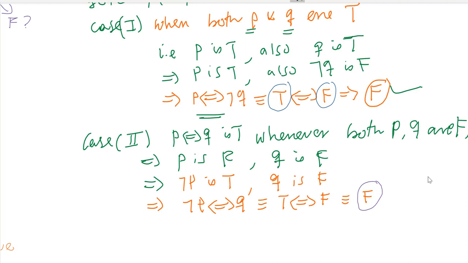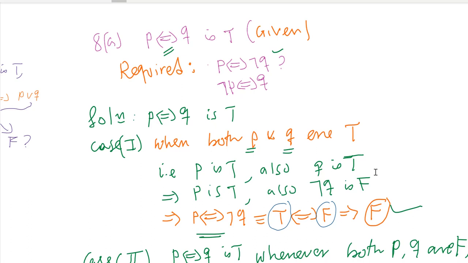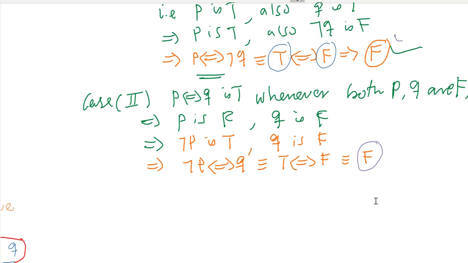So now we have determined the truth value of both P by implies negation of Q and negation of P by implies Q. Having known that P by implies Q is true, we have determined the truth value of both to be false. Here false, here also false. So this is how you can directly determine. You can also use the tabular method.